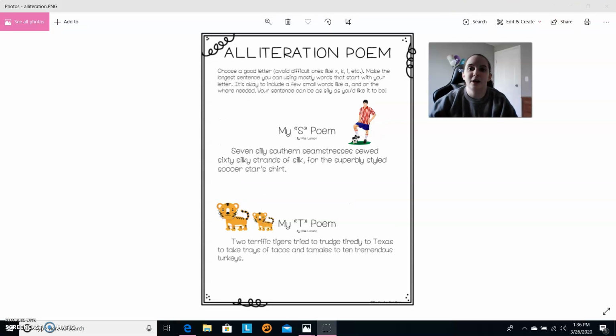Next one is an alliteration poem. Alliteration is when we use the same first letter for almost every word. For this one, you kind of have to pick a letter that's very common. So don't use like X or Q, things like that. Those are really hard to do an alliteration poem with. But T's, G is usually a good one, C. Basically, each word in the poem has to start with that letter. Again, not every word, but most of the words.